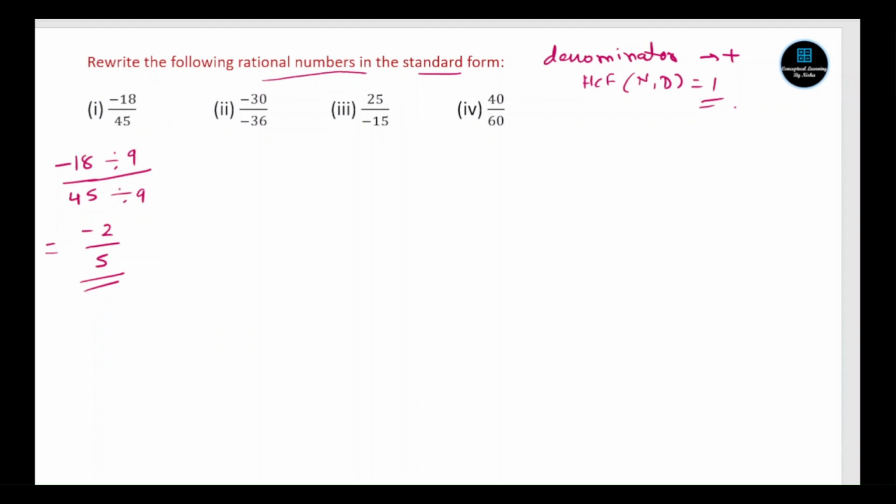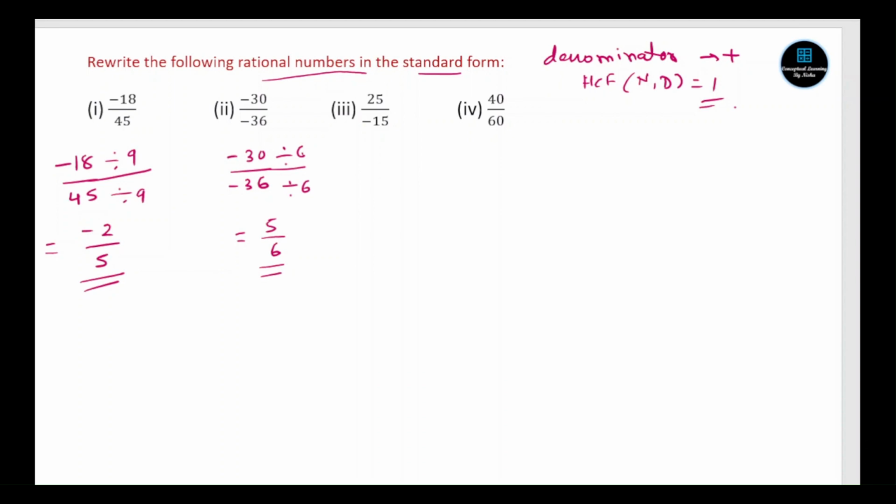Similarly, let's do the next one. Minus 30 upon minus 36. I want the denominator positive, so I can write this as positive by simply cancelling the minus sign. Now I'll divide both of them by 6. So what do we get? This is 5 times and 6 times. So 5 upon 6 is the standard form.